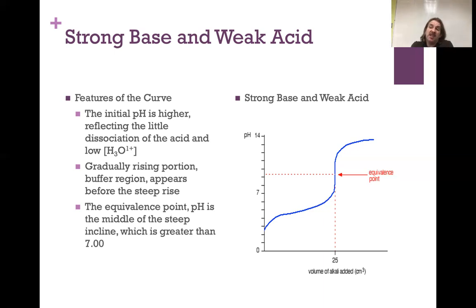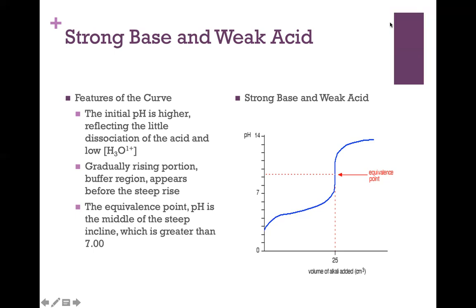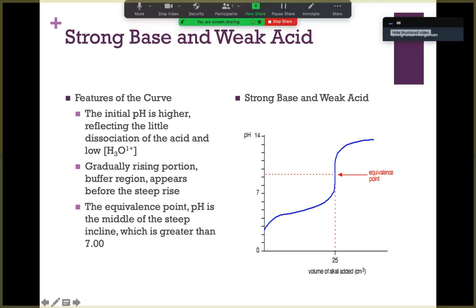But the equivalence point is still the steepest part of that slope. Now think about what's in the beaker at that point in time. If you're thinking about what has occurred at that particular point, well, we've neutralized all of the original weak acid, right? We've used up all of the HA.